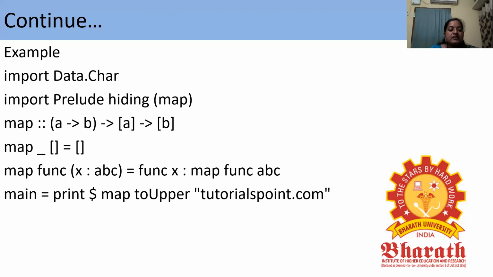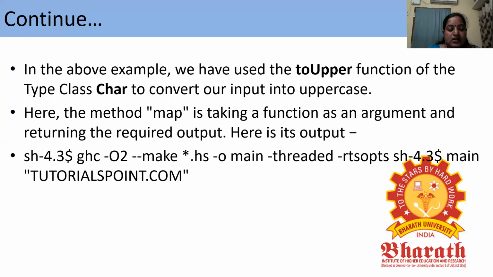followed by map function abc. And then in the main function I am going to convert the characters into uppercase letters. print $ map toUpper "tutorialspoint.com". It will be automatically converted to uppercase. In the above example, we have used the toUpper function of the type class Char to convert our input into uppercase. Here the method map takes a function as an argument and returns the required output. Here is the output, tutorialspoint.com, everything in capital letters.